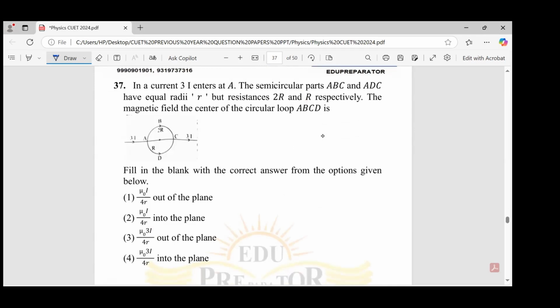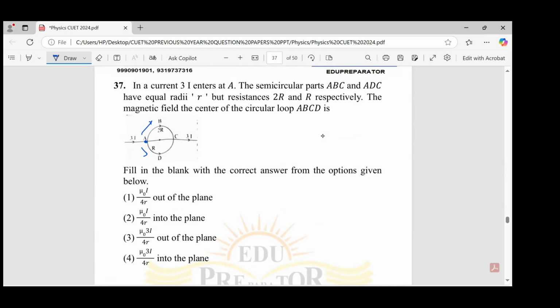The 37th question is based on the concept of series parallel and KVL, Kirchhoff current law. But this is the junction. So in this, the current will be divided. Some current will go this side, some current will go this side. So as resistance is doubled, current will be halved. I hope we all agree with this.